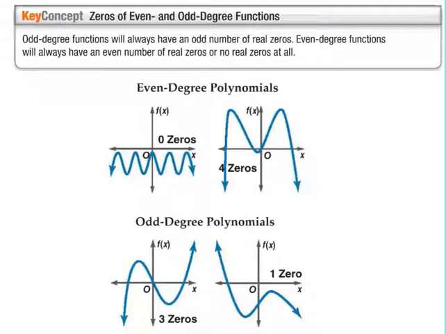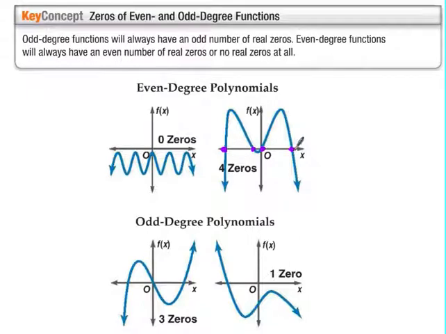So let's go ahead and look at this. It says zeros of even and odd degree functions. Odd degree functions will always have an odd number of zeros. Even degree functions will always have an even number of real zeros or no real zeros at all. So an even degree polynomial could have 0 zeros, or it could have an even number of zeros. By zeros, remember that's these right here. We've looked at those before.